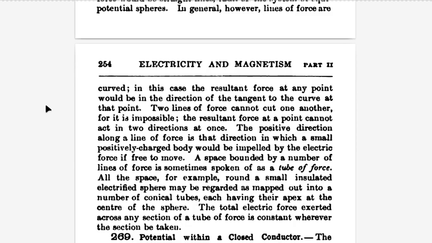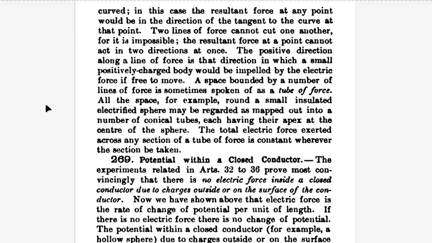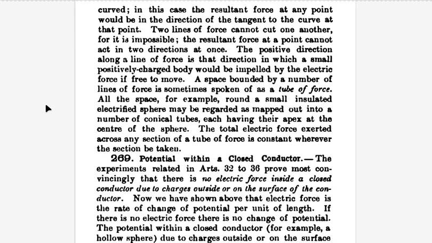In this case, the resultant force at any point would be in the direction of the tangent to the curve at that point. Two lines of force cannot cut one another, for it is impossible. The resultant force at a point cannot act in two directions at once. The positive direction along a line of force is that direction in which a small positively charged body would be impelled by the electric force if free to move.